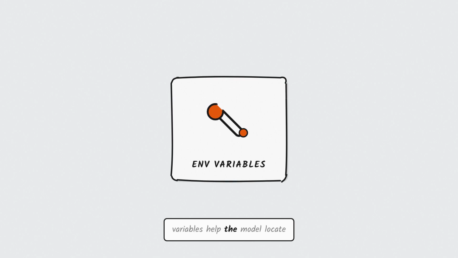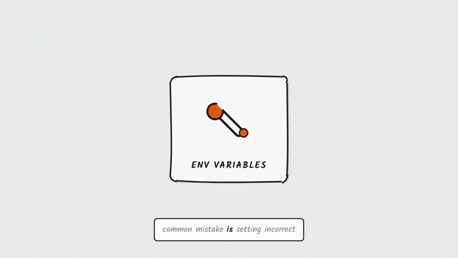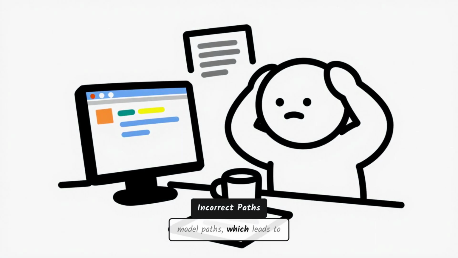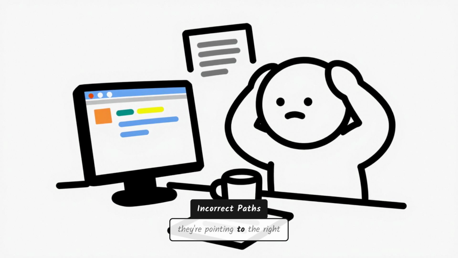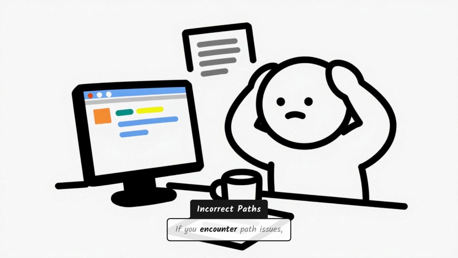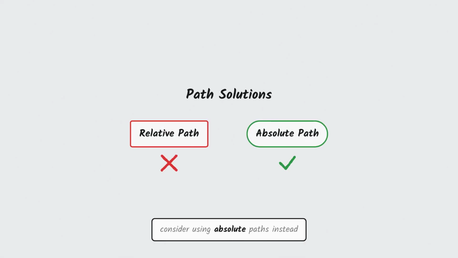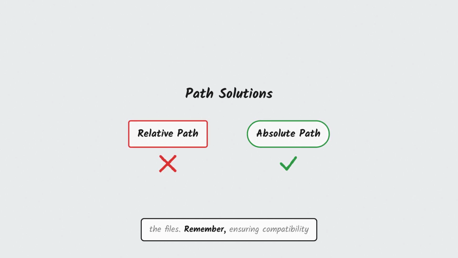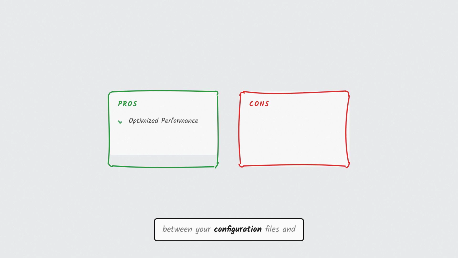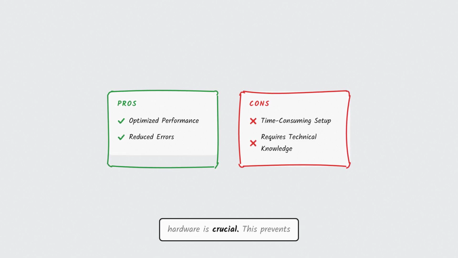These variables help the model locate necessary files and libraries, streamlining the execution process. A common mistake is setting incorrect model paths, which leads to execution errors. Always double-check your paths to ensure they're pointing to the right directories. If you encounter path issues, consider using absolute paths instead of relative ones. This can often resolve directory-related errors by providing a direct route to the files. Remember, ensuring compatibility between your configuration files and hardware is crucial.